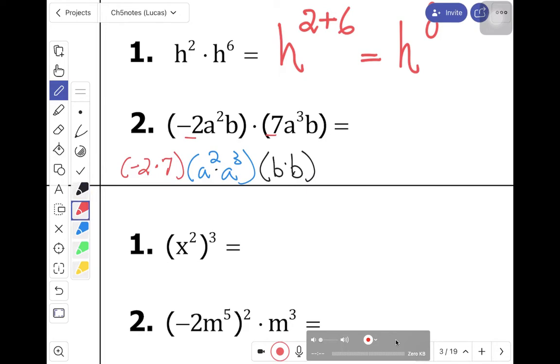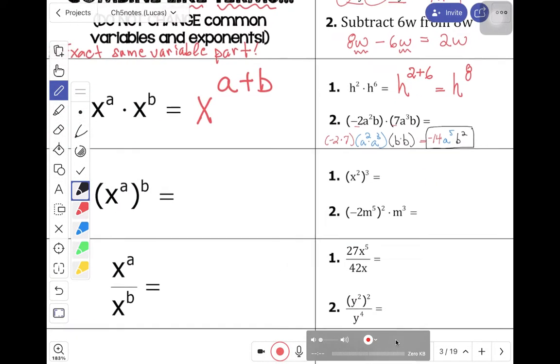So now I would just go ahead and evaluate each piece. So for instance, when I look at the product of -2 and 7, I know that that's just -14. And then when I look at the product of a squared times a to the 3rd, I know that I'm allowed to add those exponents together. So the sum of 2 and 3 is just 5. And then b times b is just b squared. So that is my final answer. Again, at least one step worth of work. That was the couple examples of our product property.